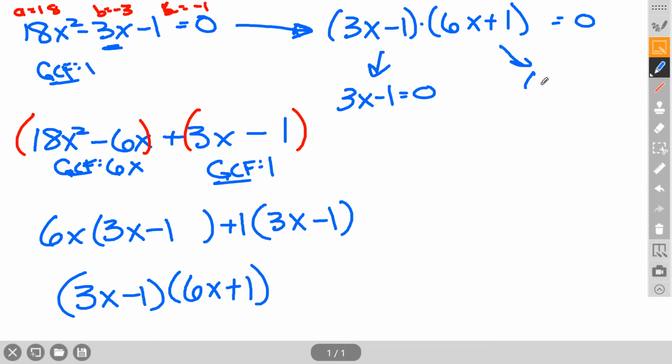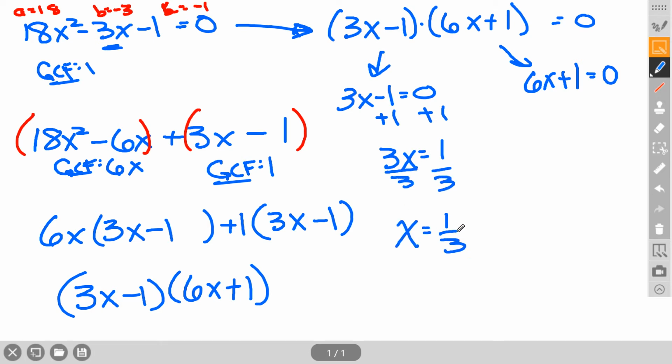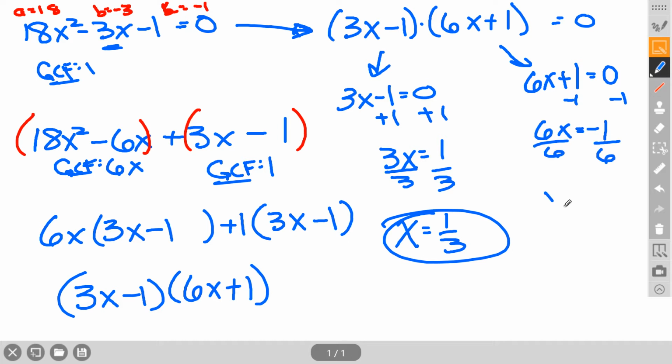I'm going to set the second factor equal to 0 to find x. So I'm going to have two solutions. Let's solve each of these. Add 1. 3x equals 1. Divide by 3. X equals 1 over 3 is one of my solutions. For the other solution, subtract 1. 6x equals negative 1. Divide by 6. X equals negative 1 over 6 is my other solution.